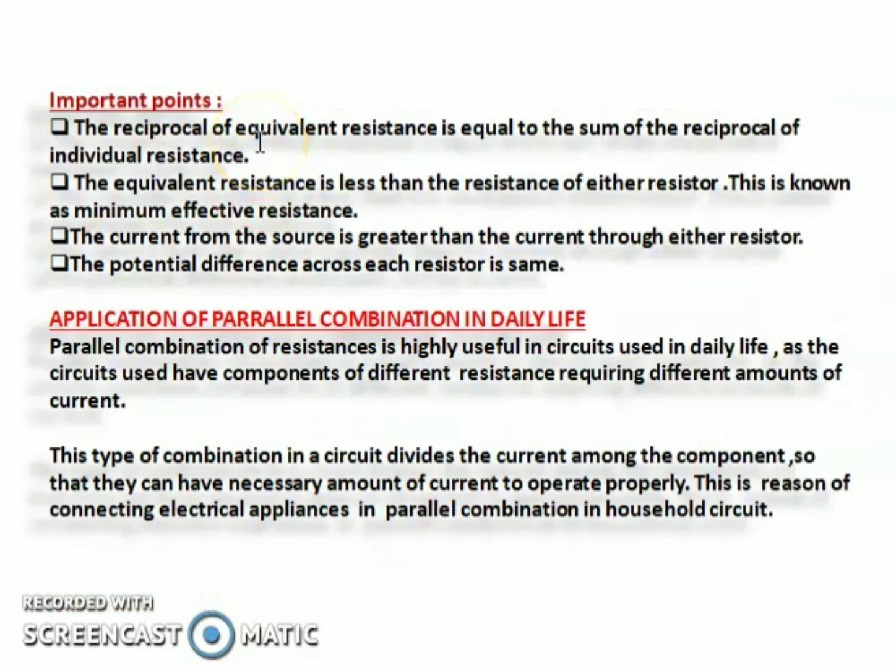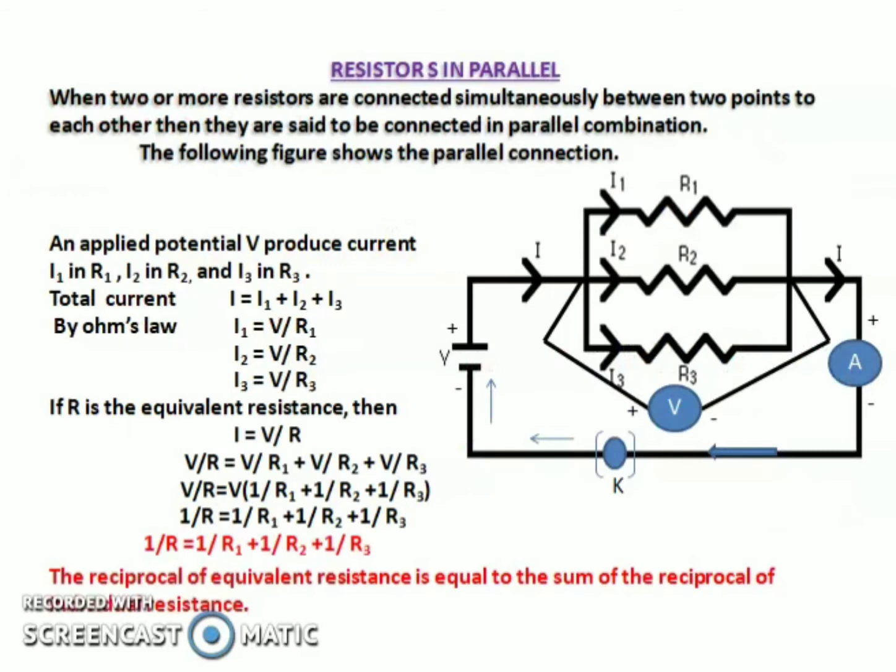Important points related to parallel resistance. The reciprocal of equivalent resistance is equal to the sum of the reciprocals of individual resistances. The equivalent resistance is less than the resistance of either resistor. This is known as minimum effective resistance. Here, the current from the source is greater than the current through either resistor, and the potential difference across each resistor is the same and the current is different. So you can see the potential difference is the same; V is common for all and the current will be different: I1, I2 and I3.